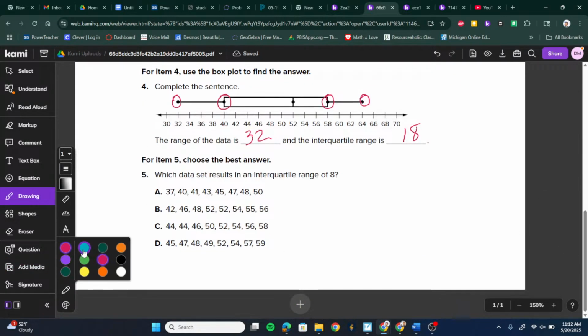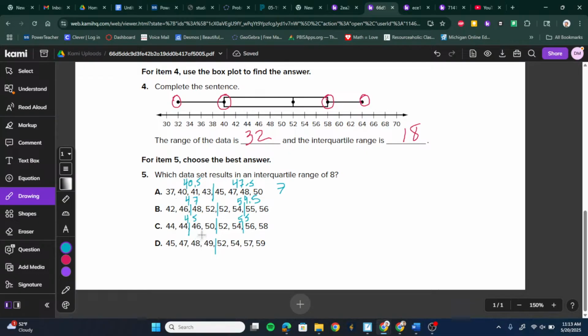For all of these little IQRs here, the middle of each of these sets is right here. So we're looking at 40.5 and 47.5. That's an IQR of 7. Here we've got 47 and 54.5. That can't be 8. Here we've got 45 and 55. That is 10.